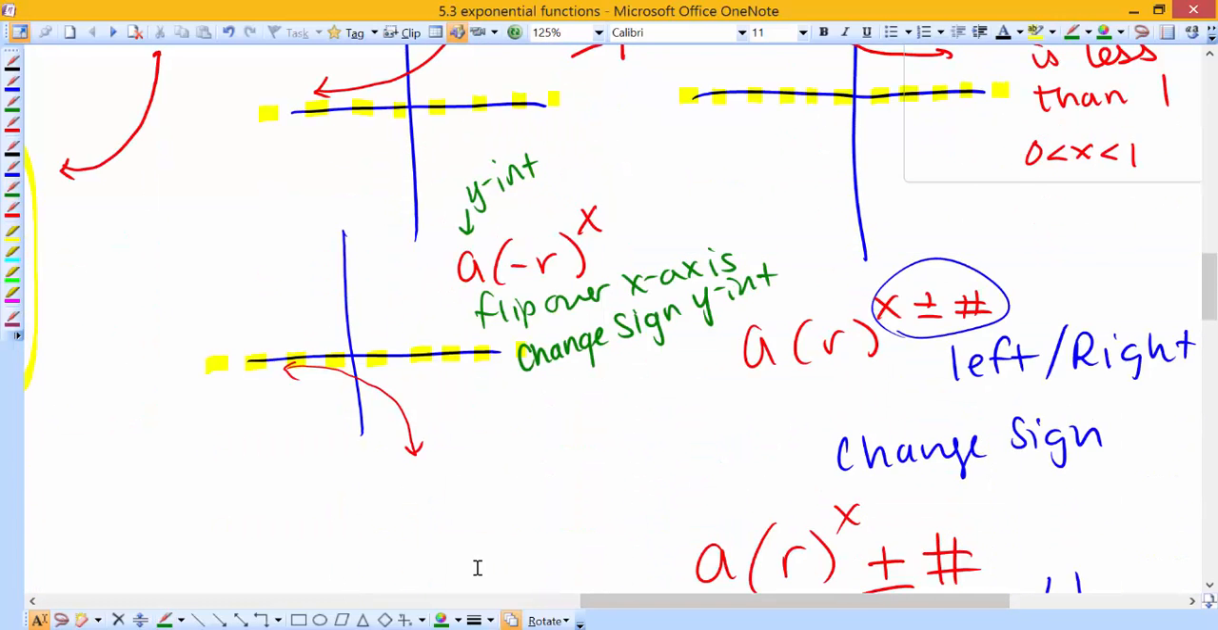And then if your rate is negative, then your graph will actually flip over the x-axis and go from a growth graph to a decreasing graph below the x-axis.